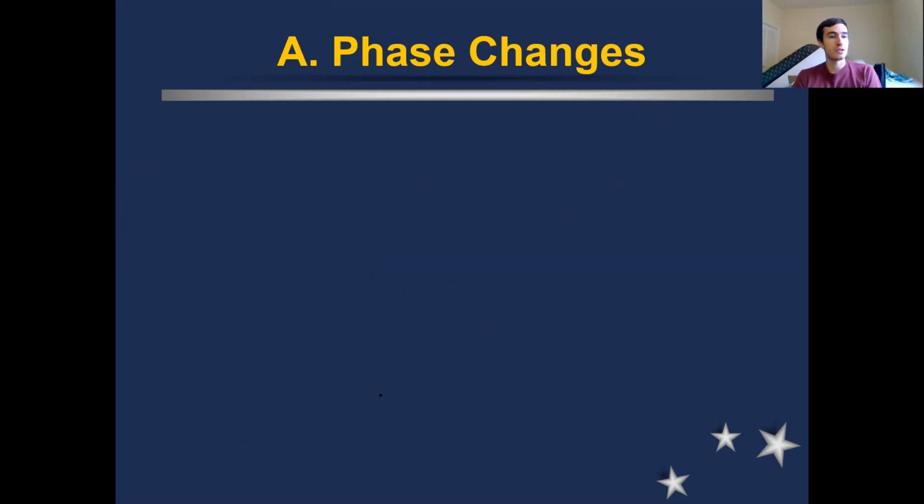You might think that we're done here because we've gone from a solid to a liquid through melting. We've gone from a liquid to a gas through vaporizing or evaporating. We've gone from a gas to a liquid through condensation, and we've gone from a liquid to a solid by freezing. So what else could there possibly be?